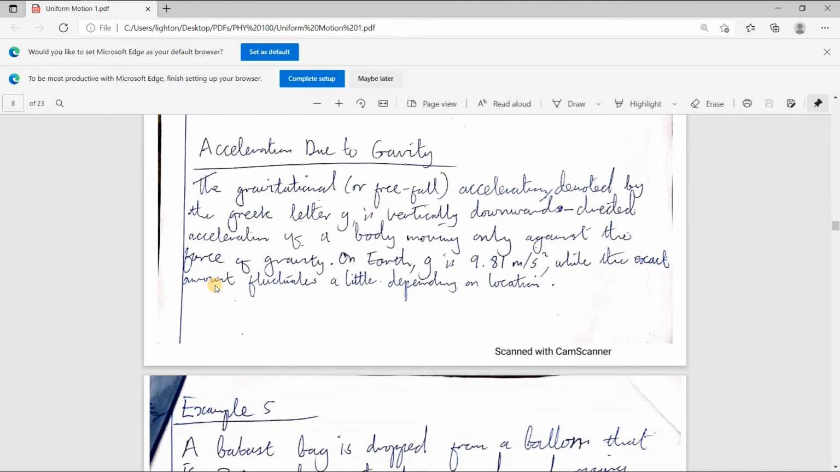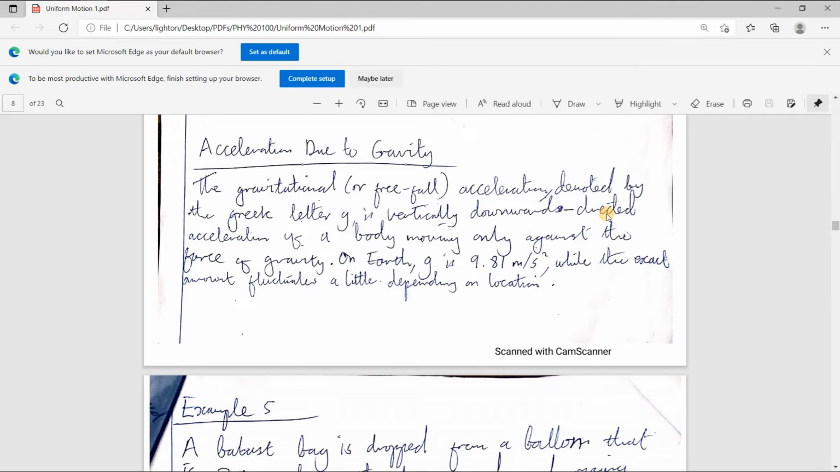Now we can look at acceleration due to gravity. So acceleration due to gravity is what we're looking at now. The gravitational or free fall. So gravitational is free fall, while we assume that an object is moving in a vacuum. That's free fall. So the gravitational acceleration denoted by the letter g, small g, is vertically downwards directed.